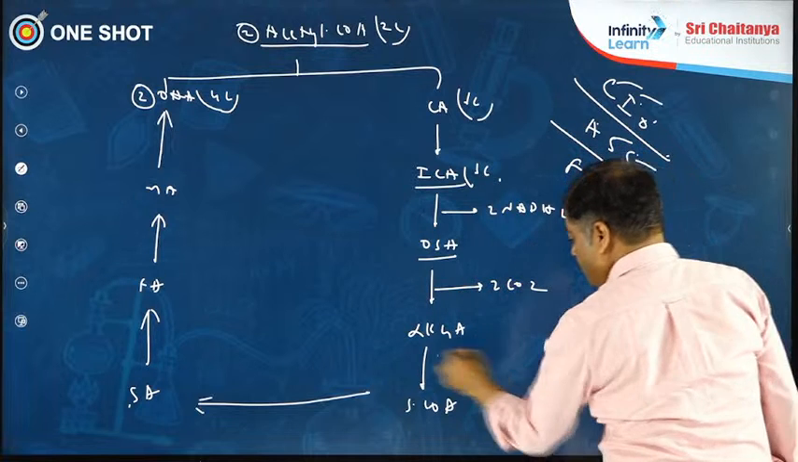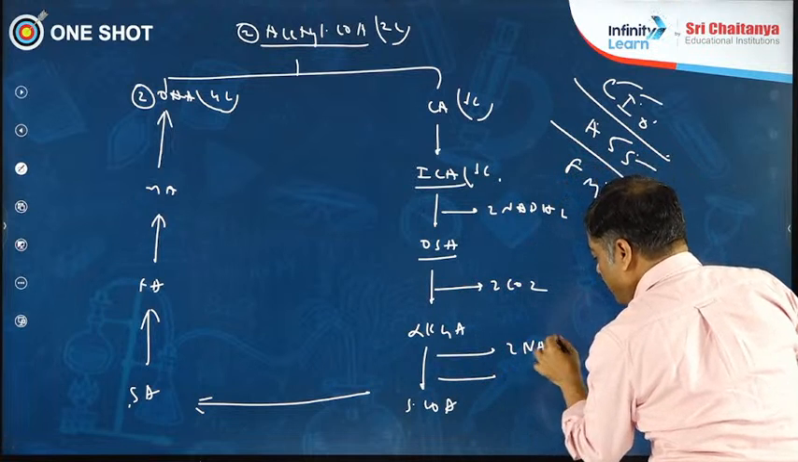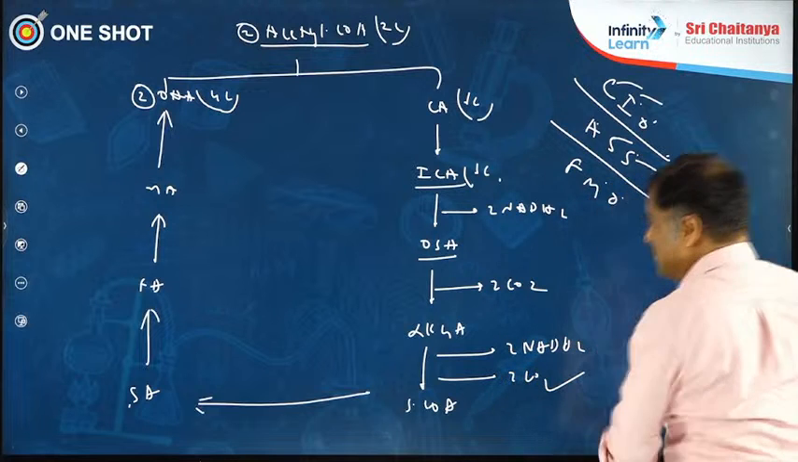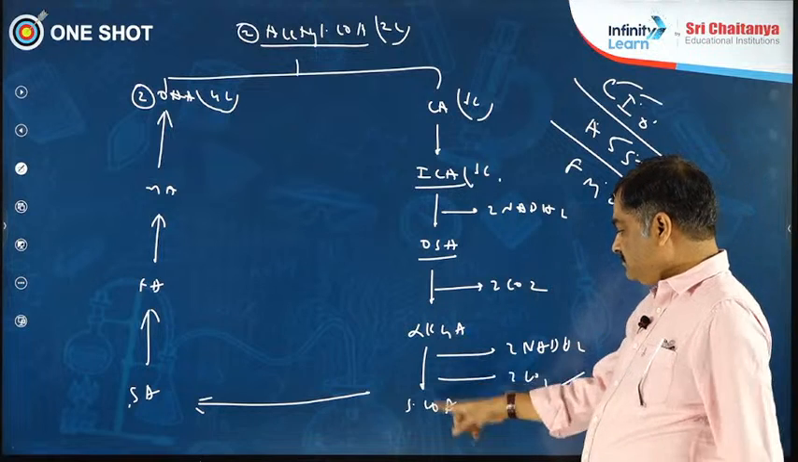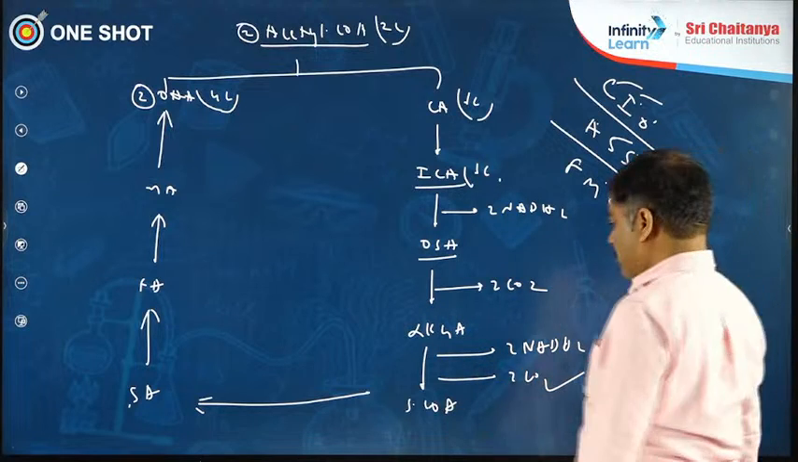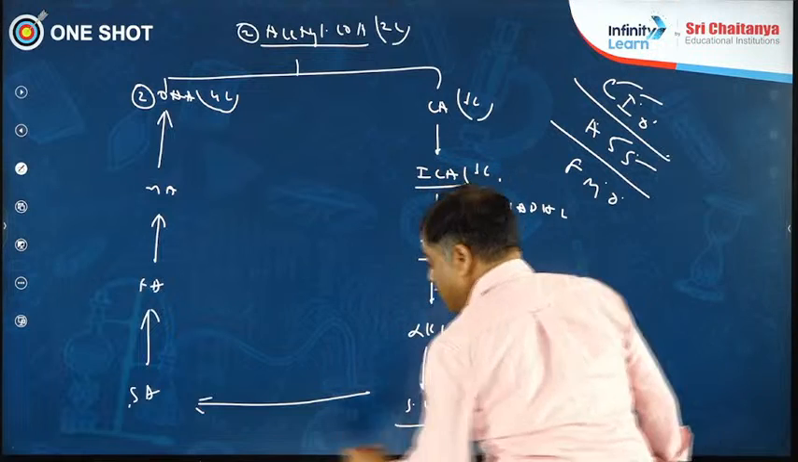Decarboxylation, 2 CO2. Oxidative decarboxylation. So easy to remember: oxidation first, decarboxylation, followed by oxidative decarboxylation. Now, succinyl-CoA to succinic acid.